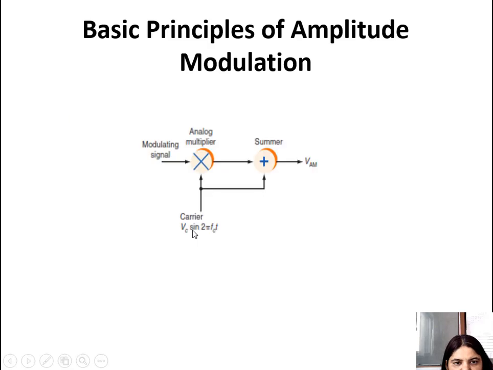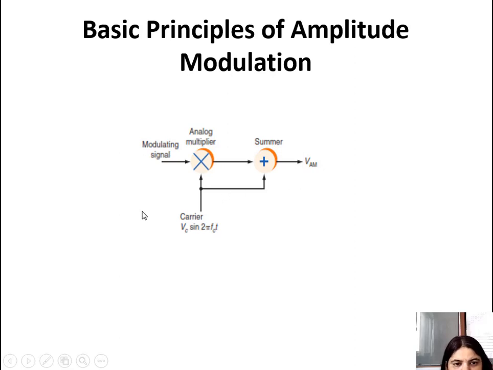The basic principle behind the amplitude modulation circuit is that I need a multiplier. That multiplier will multiply my two signals. One is the modulating signal, baseband signal, information signal or message signal. Another signal which I require is the carrier signal. So the carrier signal and modulating signal get multiplied by the analog multiplier, which produces the AM modulated output.